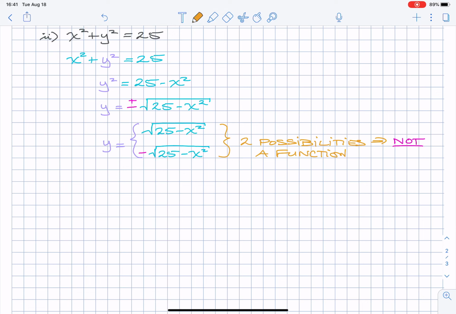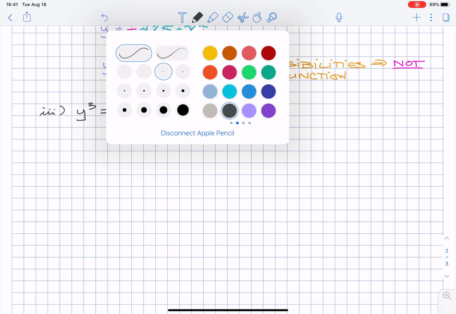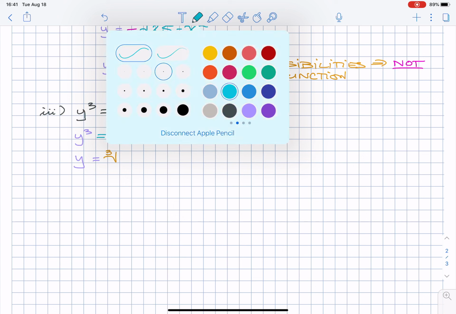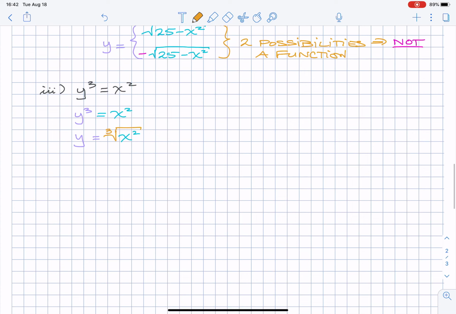Okay, let's do another one. Number 3. So let's say we have that y cubed is equal to x squared. This is actually a good one. Now, in order to solve for y, I would need to take the cubed root of both sides. But the cubed root cares about sign. So when I take the cubed root of x squared, there is no plus or minus. So it's unique. There's only one. Sign matters. There's no plus or minus for any odd indexed root, and we will get to that. So this is a function because there's only a single answer.